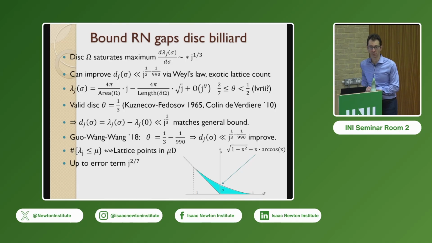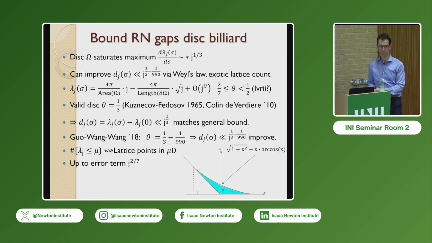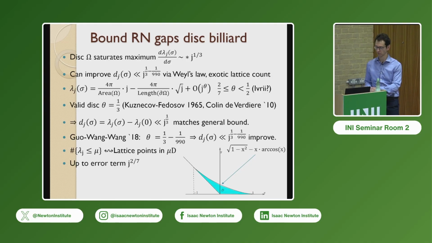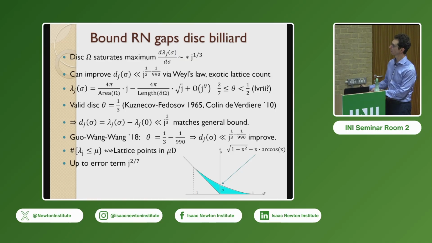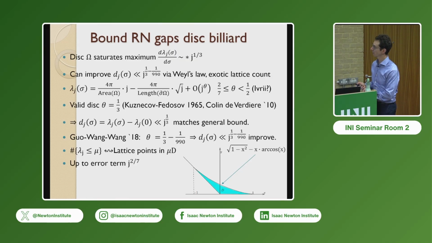Okay, and surprise, surprise, I got to the very last slide. I'm going to discuss how to use the Weyl asymptotics, or a precise version of Weyl asymptotics, in order to get non-trivial bounds. We claim that for the disk billiard, we can get a slightly better bound than the general bound of J to the power 1/3.